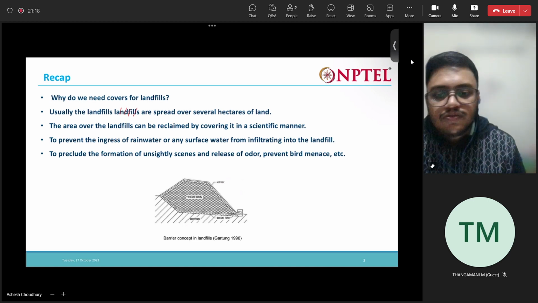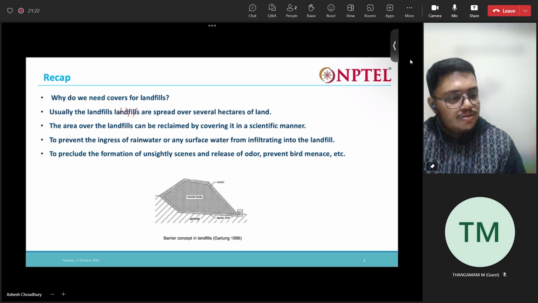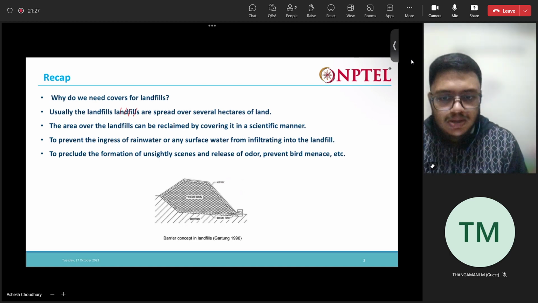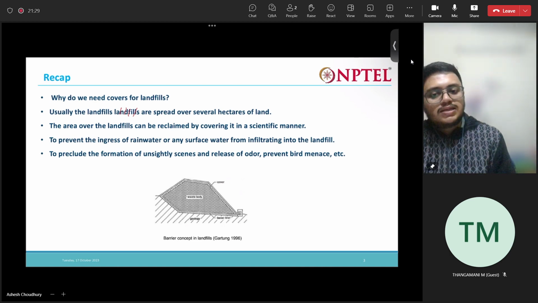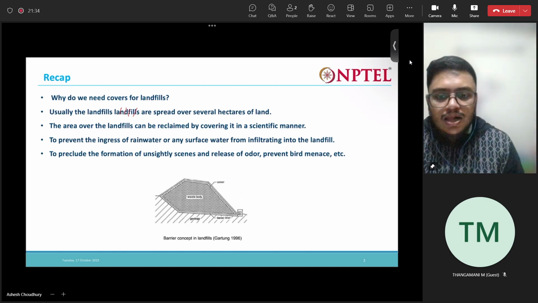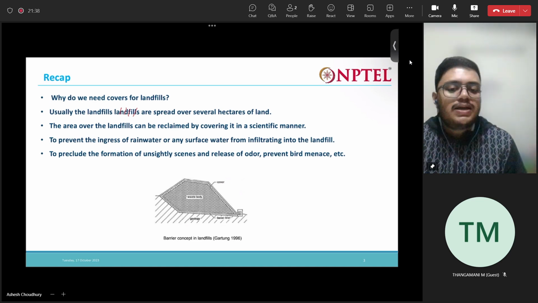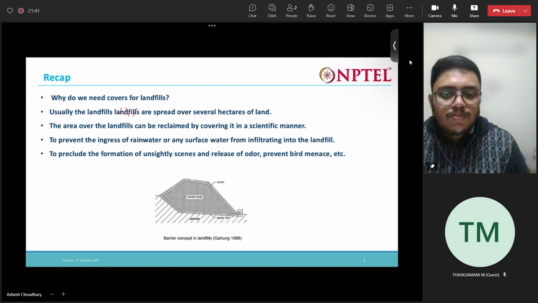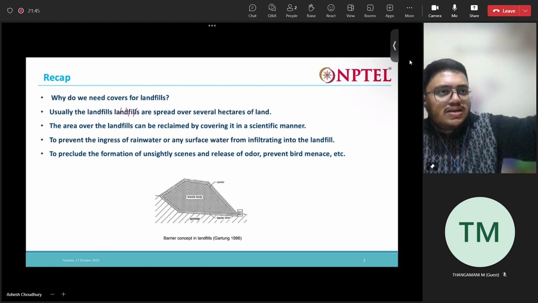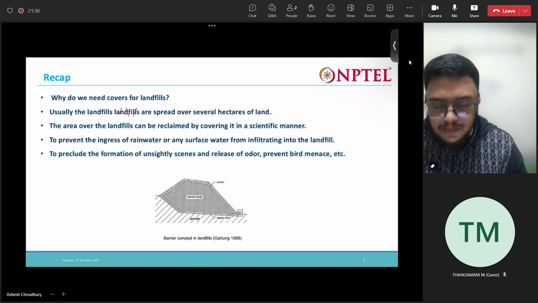So what will happen if this landfill is left open after use, after we have filled it up to the desired level? It will give a very disturbing, very dirty sight, so it's better that we cover it up. Also, to prevent bird menace, that means scavenger birds or other birds, which tend to pick up the waste and litter it all around, it's better that we design a covered system.